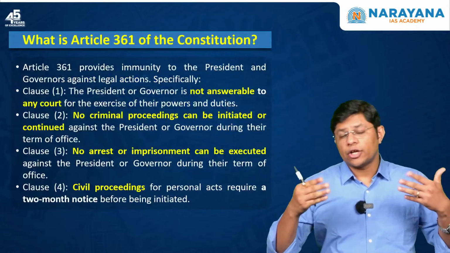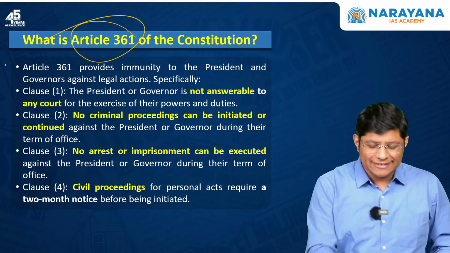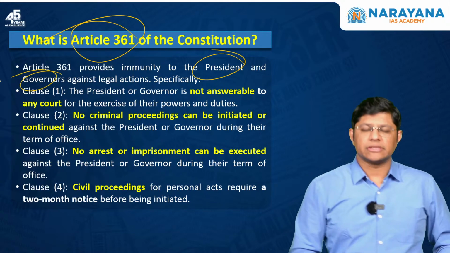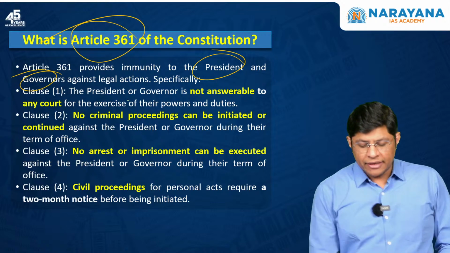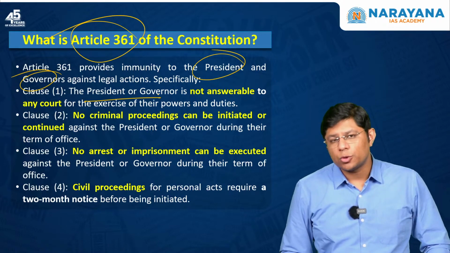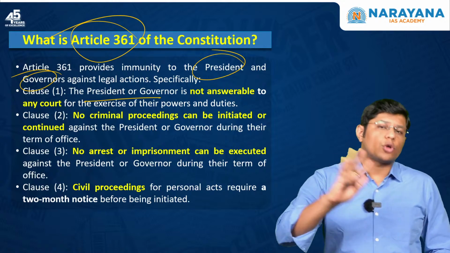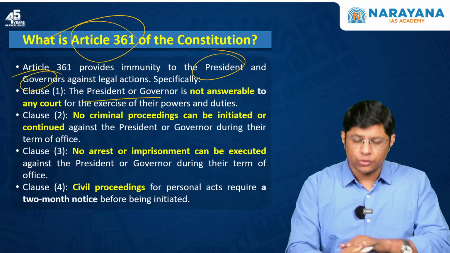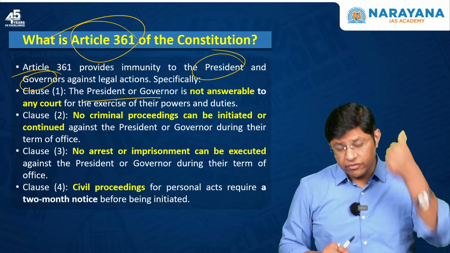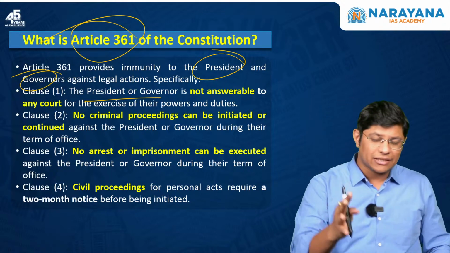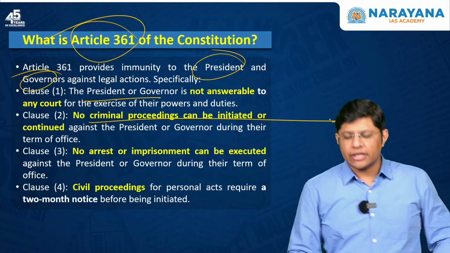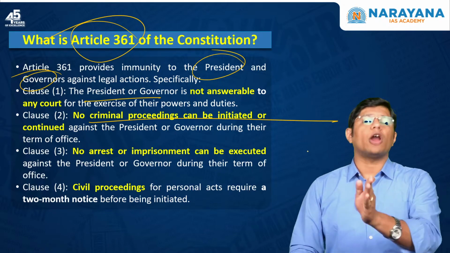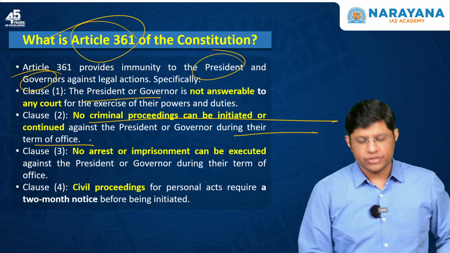Which kind of immunity are we talking about? Article 361. Article 361 provides immunity to the president and governors. Clause 1: the president or governor is not answerable to any court, which means no court of law in the country can summon the president or a governor. They are not answerable to the courts. This is one of the privileges or immunities given to the president and the governors. Next, no criminal proceeding can be initiated or continued against the president or governor during their term of office.